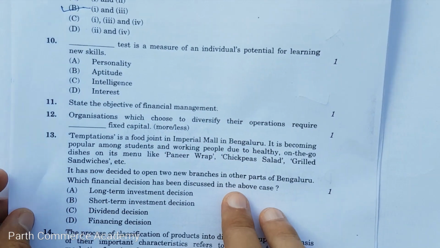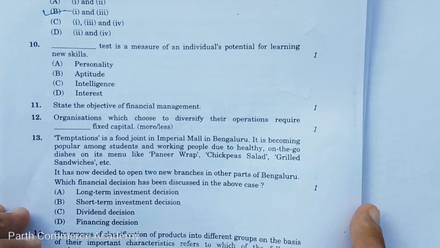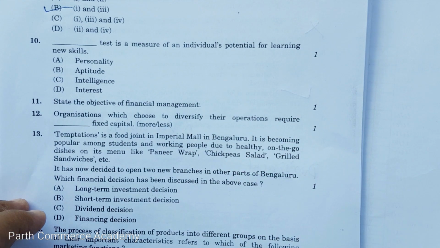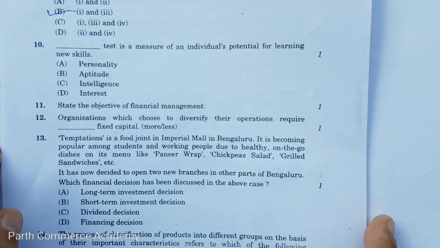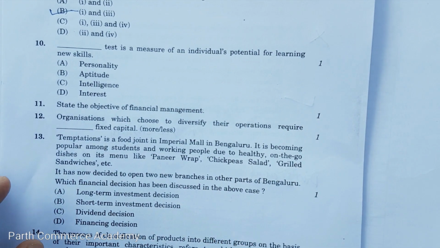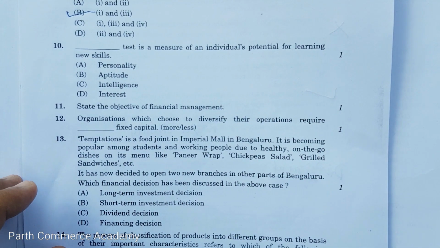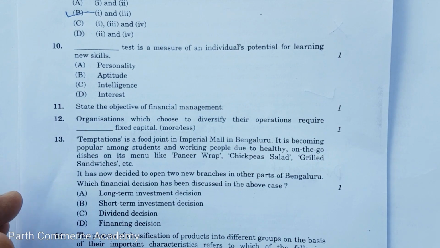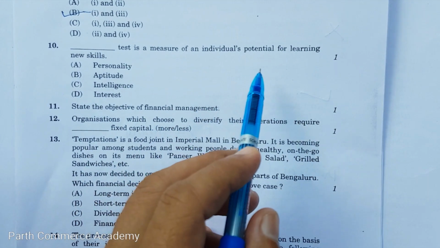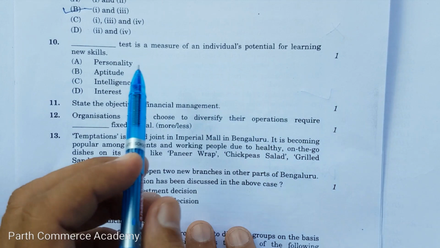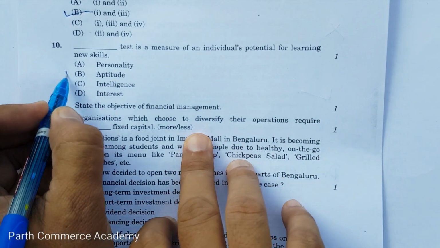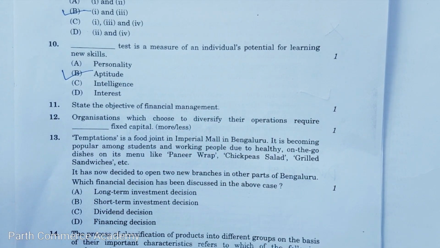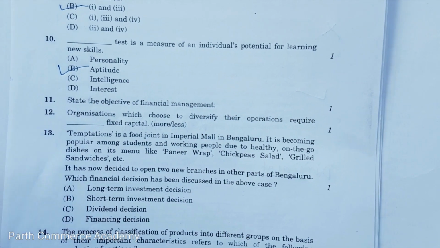Next is dash test is a measure of an individual's potential for learning new skill. Alright, so when we are talking about learning new skill, options are like this: personality, aptitude, intelligence and interest. So here, when we are talking about potential for learning new skill, it is included in aptitude test. In aptitude test you will come to know an individual's potential for learning new skill.